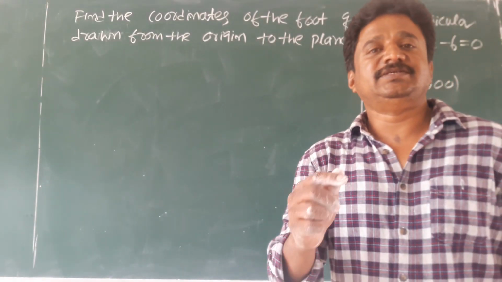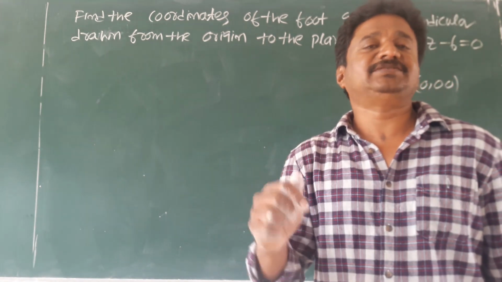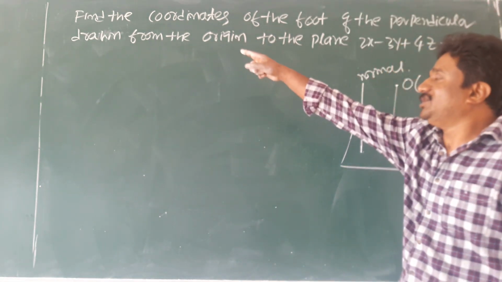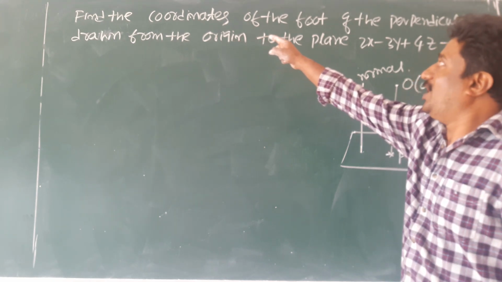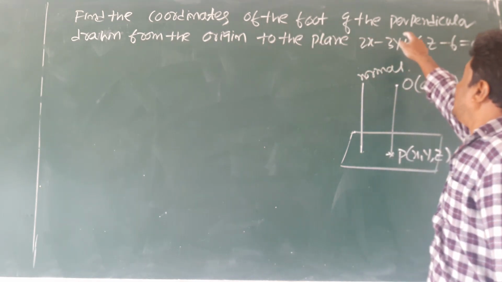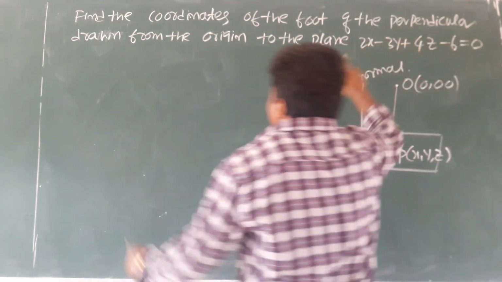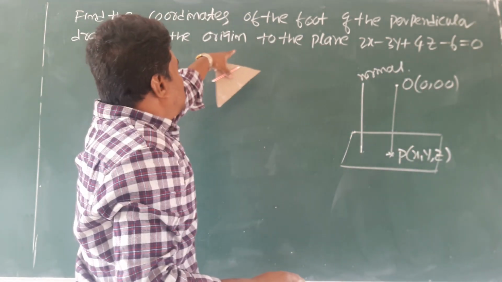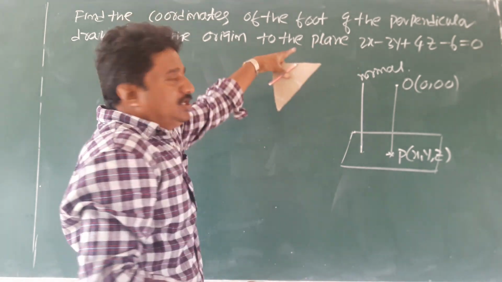Students, this is the 137th maths class. Look at that question, students. You can see a question on the board. Find the coordinates of the foot of the perpendicular drawn from the origin to the plane.